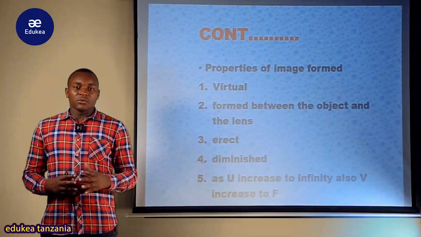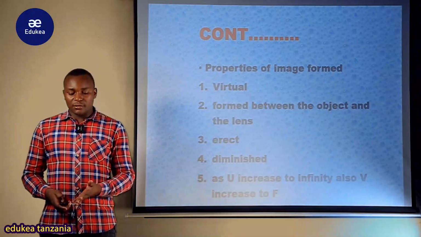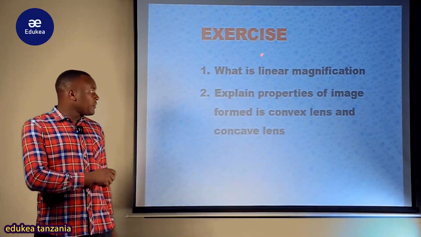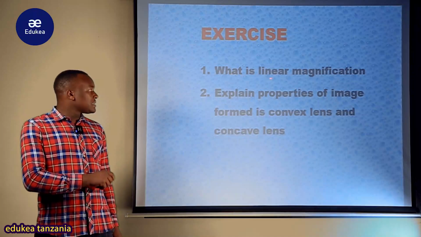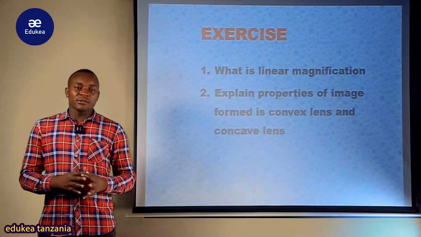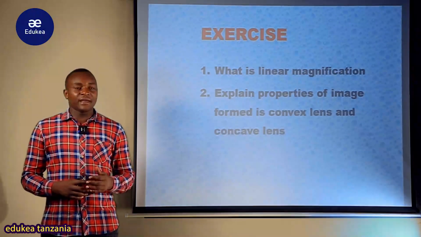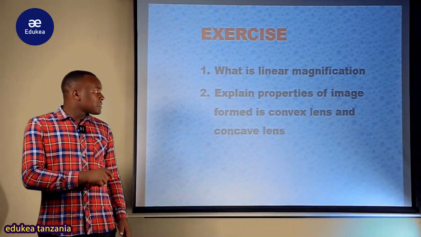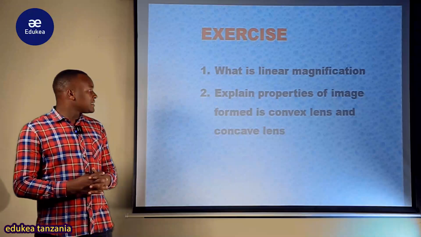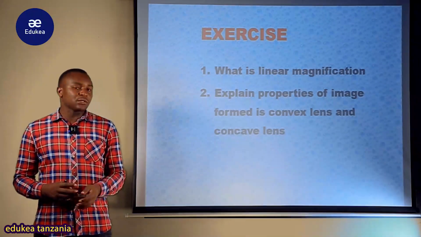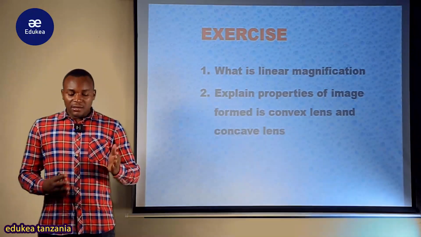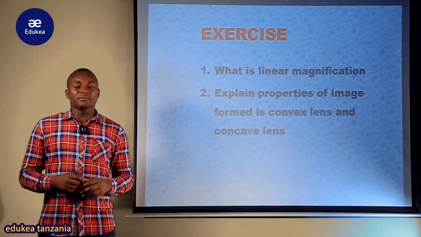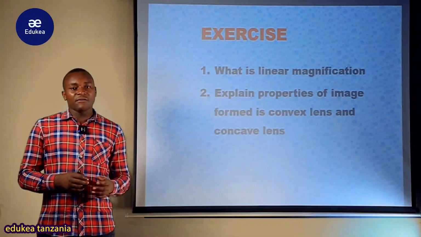Okay, that is today's lesson, and before we close our lesson, let's have an exercise to perform. The question is, what is linear magnification? So as we learn now, you can define what is linear magnification, but also you can explain properties of image formed in a convex lens but also in a concave lens. Kama tulivyosoma, sasa hivi unaweza kuelezea properties za image formed katika concave lens na katika convex lens.